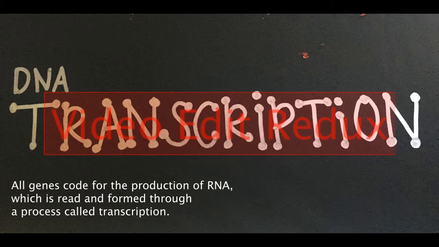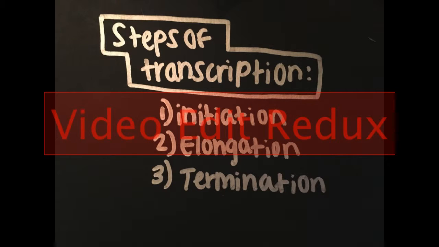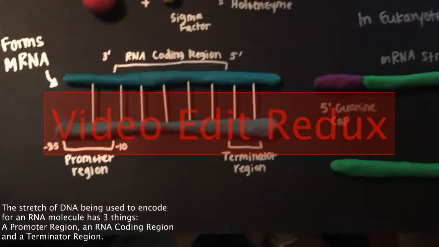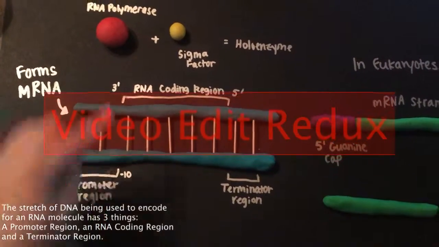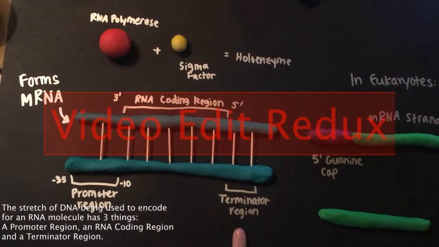All genes code for the production of RNA, which is read and formed through a process called transcription. The steps of transcription are initiation, elongation, and termination. The three regions used for this process are a promoter region, an RNA encoding region, and a terminator region.